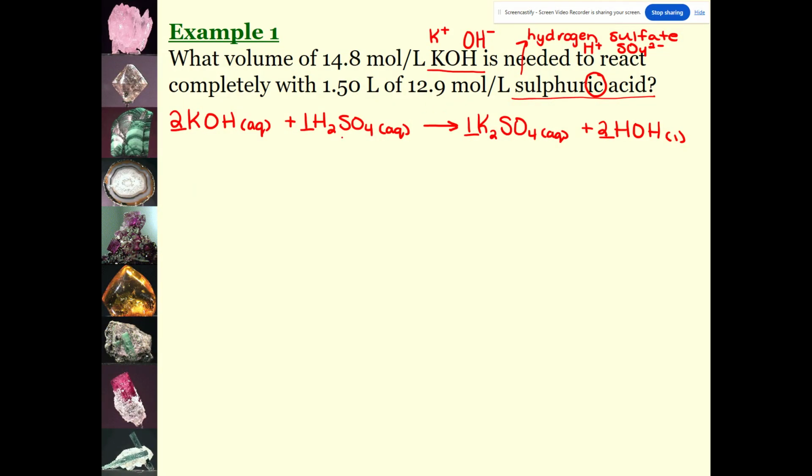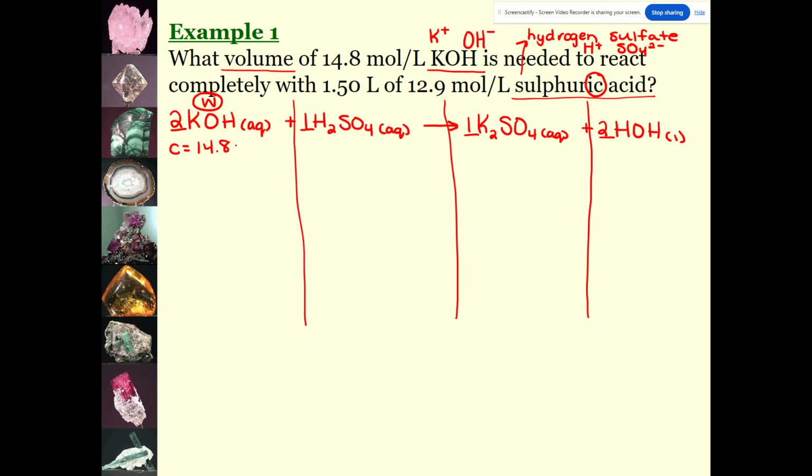Okay, so like I said, we're treating this like a chart. These are my headings, so I'm going to split it all up. And now let's write down all the information we have. So we are being asked for the volume of KOH. So that is my wanted. Now I do know the concentration of it. The concentration is 14.8, but I don't know its volume. That's what I am going to be looking for in this question.